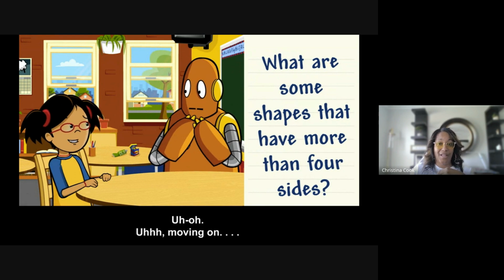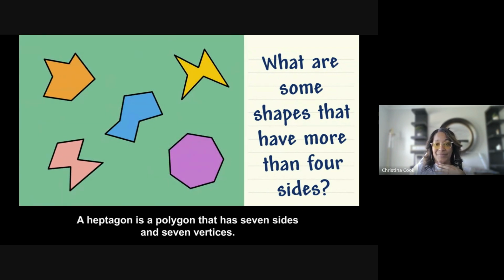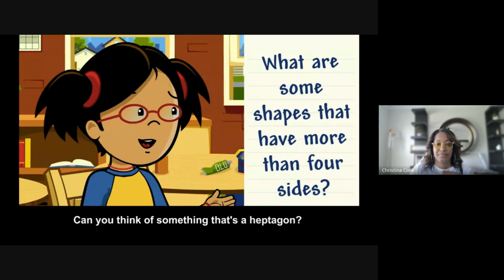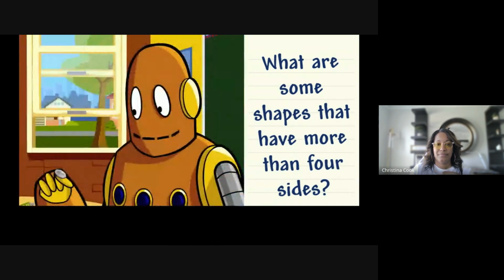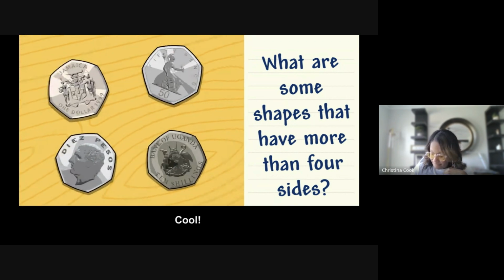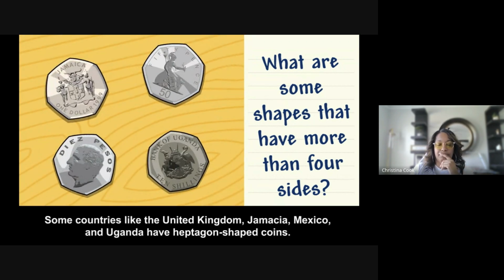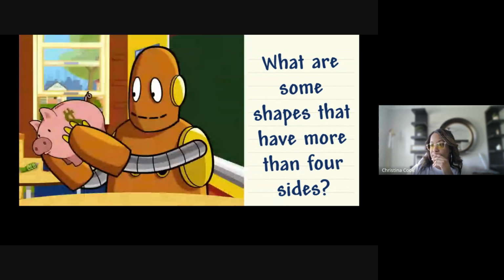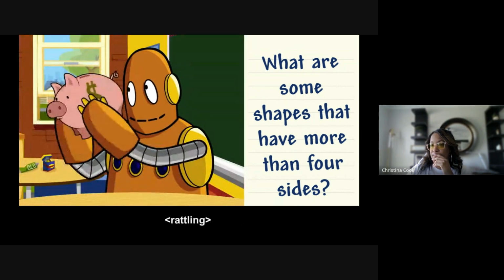Moving on. A heptagon is a polygon that has 7 sides and 7 vertices. Can you think of something that's a heptagon? Cool! Some countries like the United Kingdom, Jamaica, Mexico, and Uganda have heptagon-shaped coins.